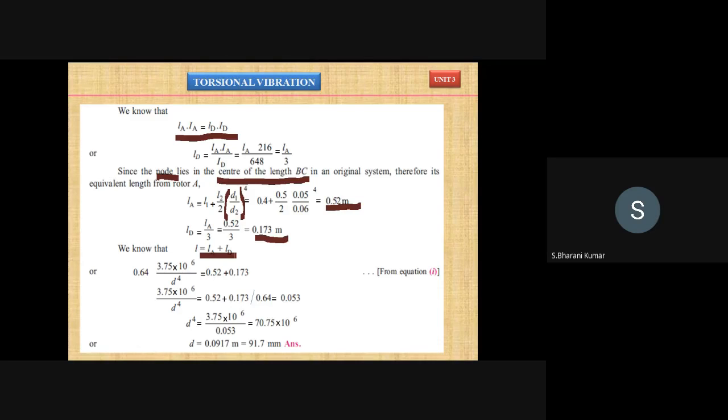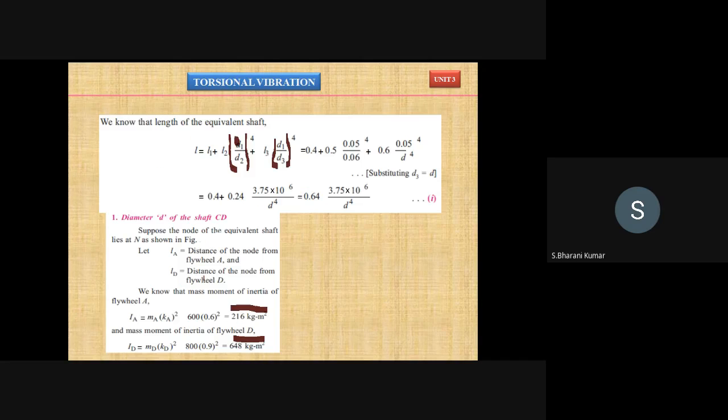ஓகே, இதுல எடுத்து சால்வ் பண்ணிட்டா LA க்கான வேல்யூ கிடைச்சிச்சு, LD க்கான வேல்யூ கிடைச்சிச்சு. ஸோ டோட்டல் லென்த் என்னன்றது தெரியும் நம்மளுக்கு. ஸோ 0.52 பிளஸ் 0.173 அதை எடுத்து அப்படியே இங்க சால்வ் பண்றேன். இந்த இடம் எதுனா இந்த ஈக்குவேஷன் 0.64, this equation. Look at this equation 0.64, equation number 1 நம்ம சால்வ் பண்ணி வச்சிருக்கோம்.